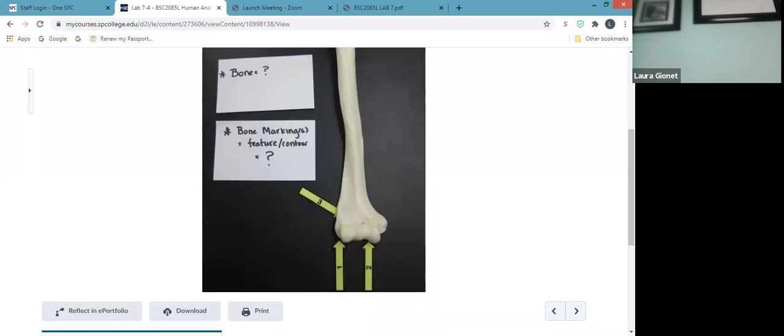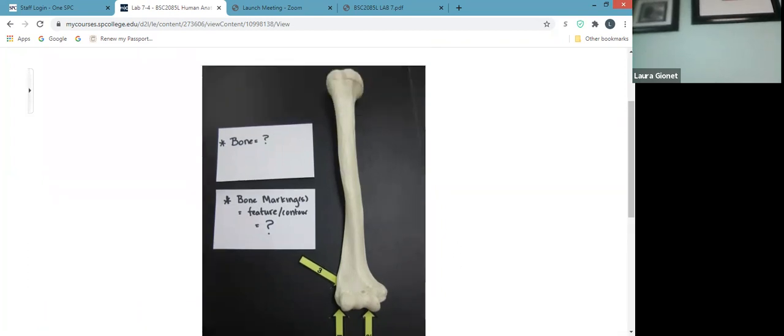And I'm not sure why he never took a picture or pointed to the medial epicondyle. So I'm wondering if maybe it's in a subsequent picture.